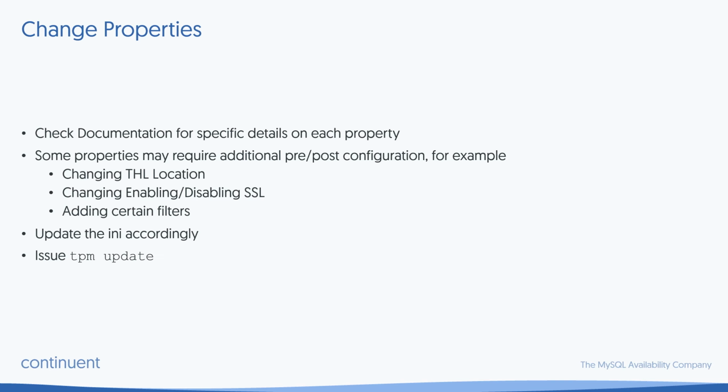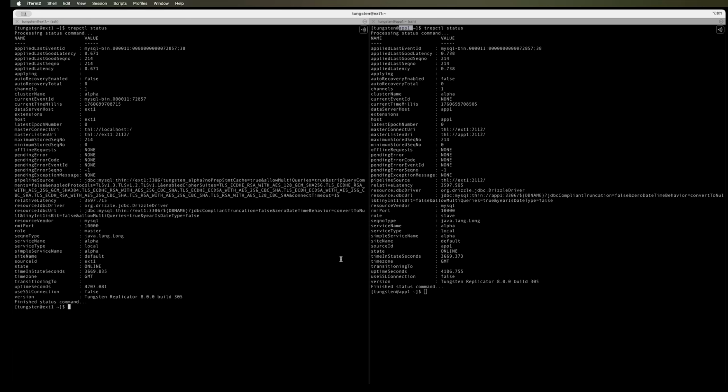So let's switch to our screen. From here, I have two replicators running. On the left, the host name is ext1, and on the right, the host name is app1. I currently have the replicator running on here, and if I look at trepctl status, I can see that the replicator is up and running, and I'm currently running Tungsten Replicator version 8.0.0, and I'm going to do an upgrade to take this to the next version.